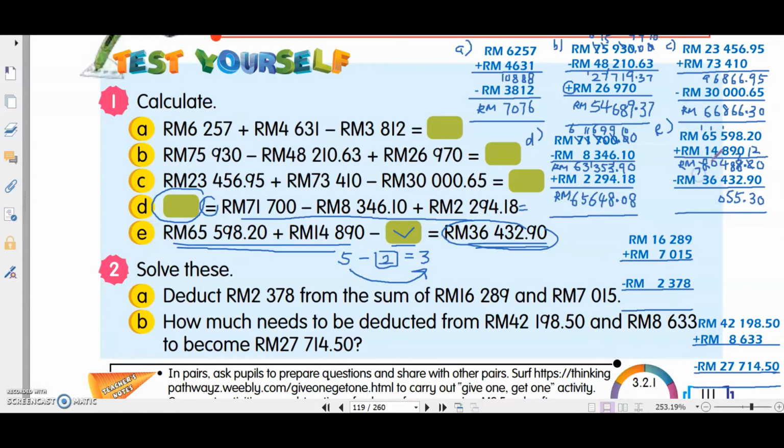Minus 1 becomes 7. 0 becomes 10. 10 minus 6 is 4. 7 minus 3 is 4. RM, don't forget. So your answer is 44,055 ringgit and 30 cents.